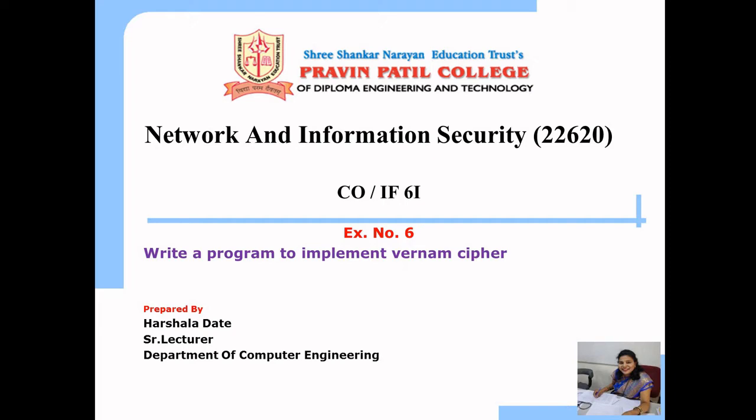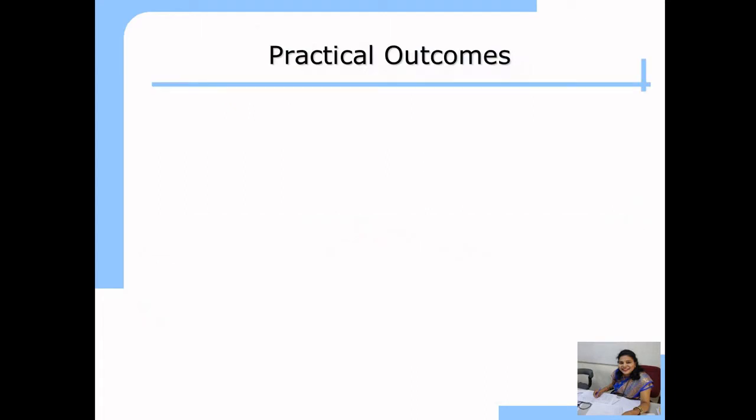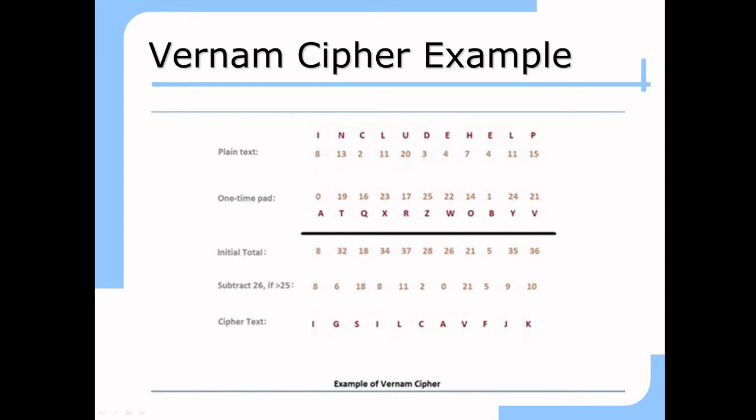In this video lecture, I am going to teach you experiment number 6: write a program to implement Vernam cipher. The practical outcome of this experiment is to write the program to implement a Vernam cipher. Before that, we will see an example of Vernam cipher, how it converts the plain text to ciphertext.